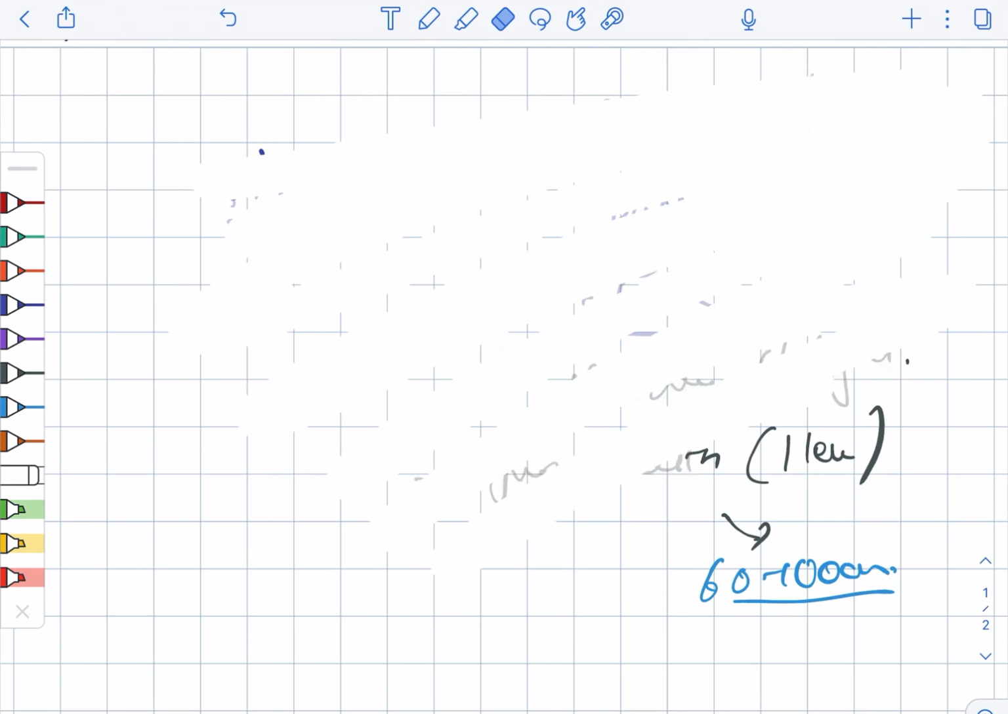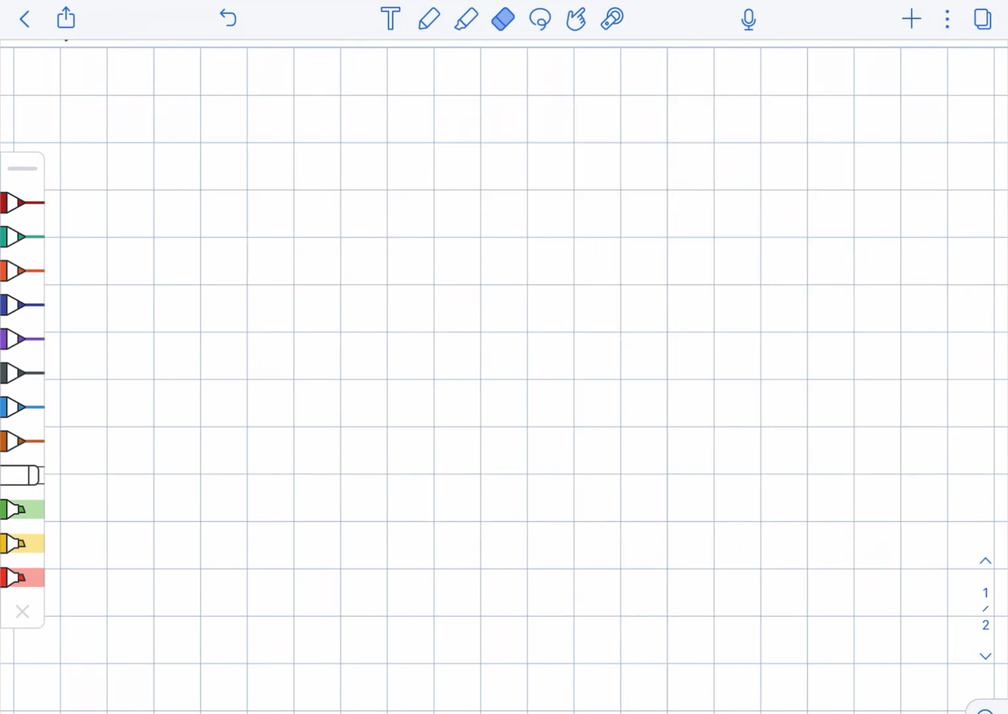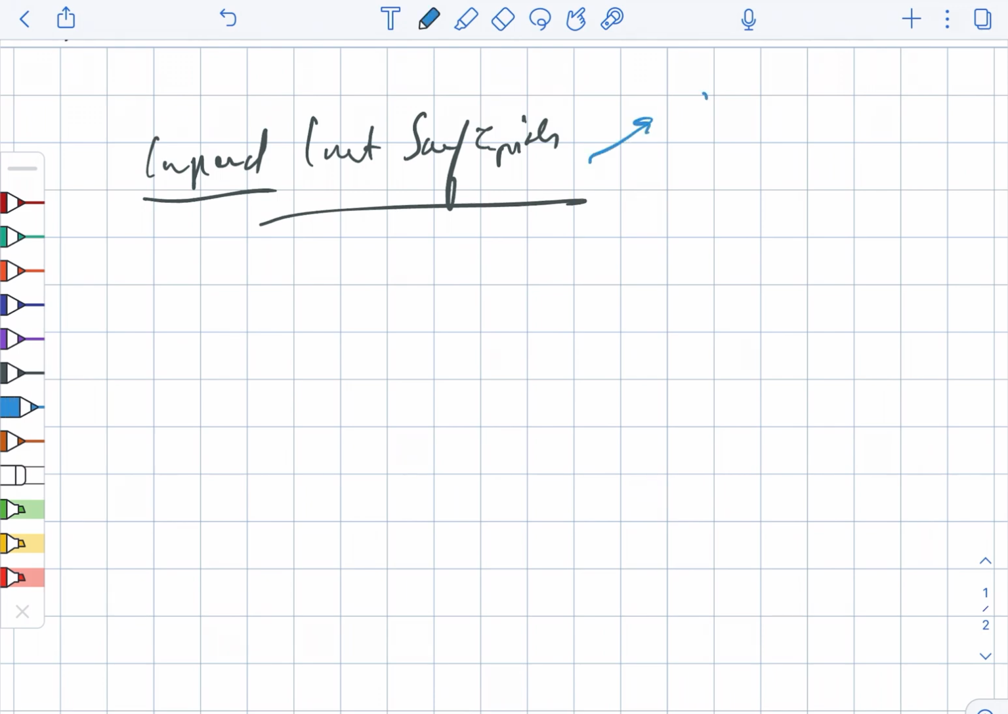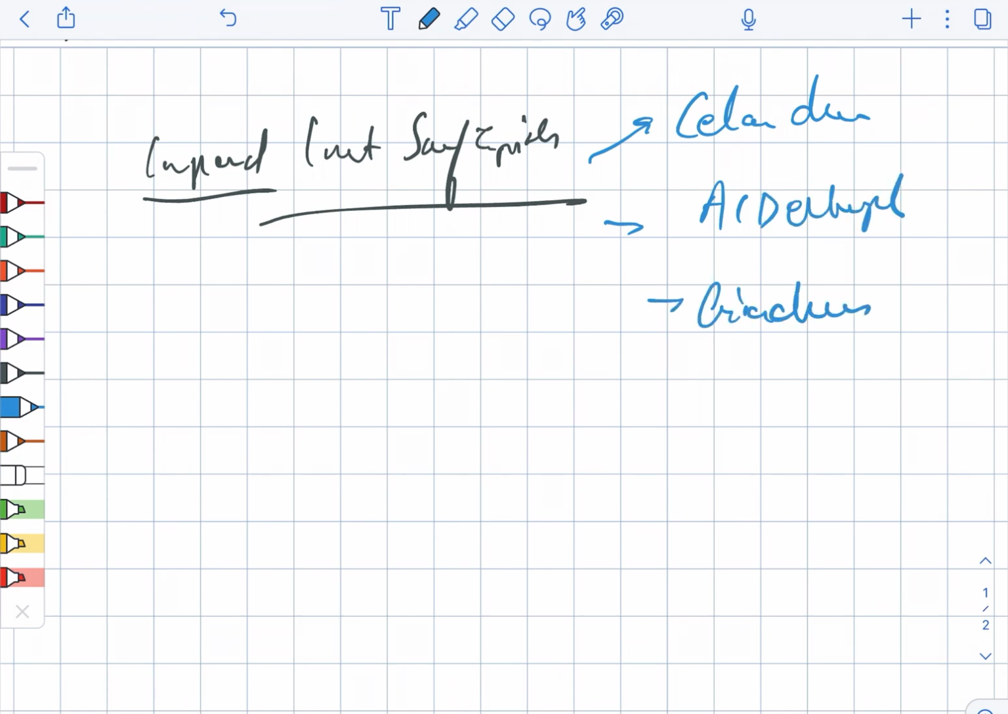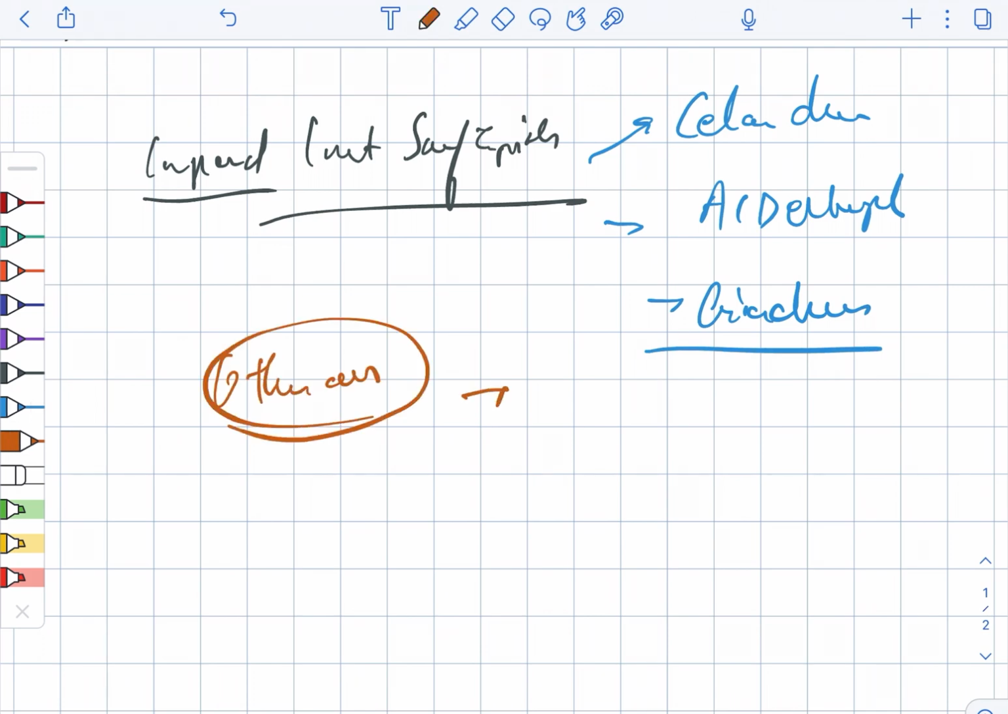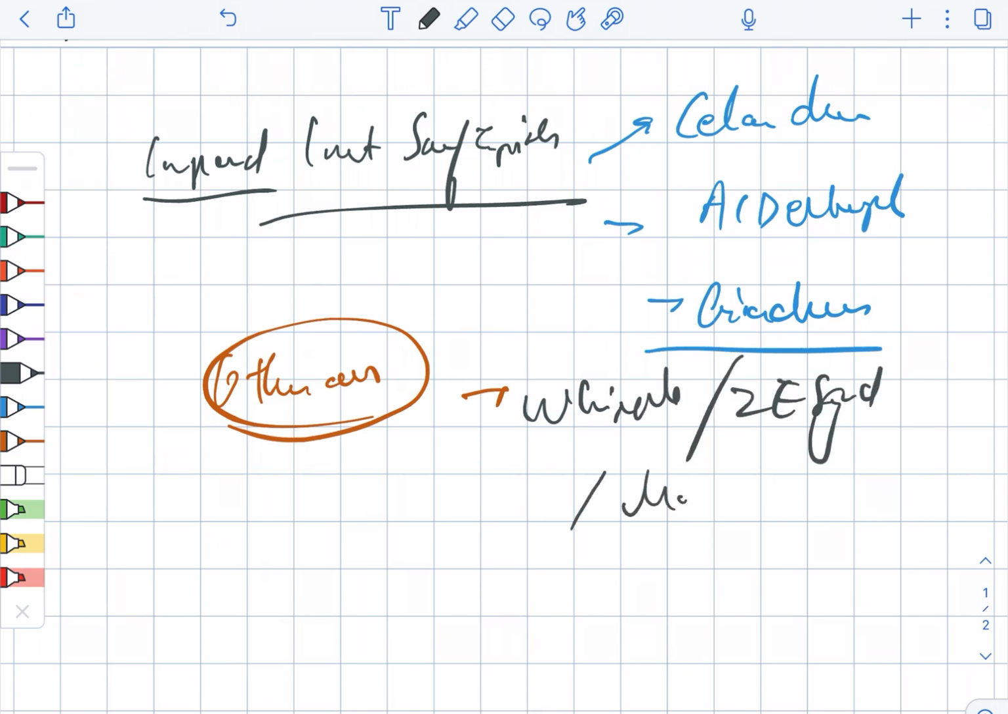Next, the other heading, it would include the impaired intestinal surface epithelium. This can include the celiac disease, as well as the AIDS, enteropathy, and the giardiasis. Now, the other causes, it can involve the Whipple's disease, Zollinger-Ellison syndrome, as well as the medication induced.